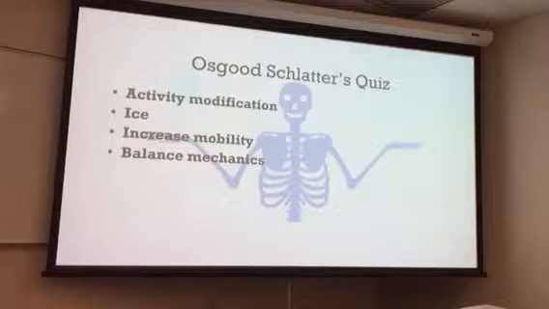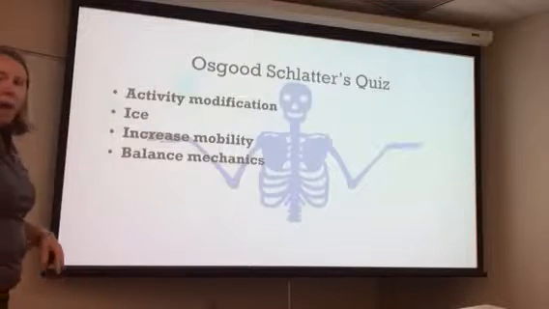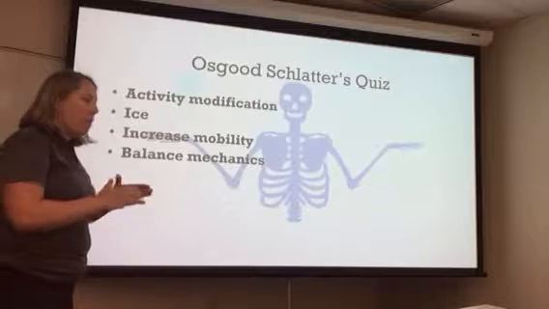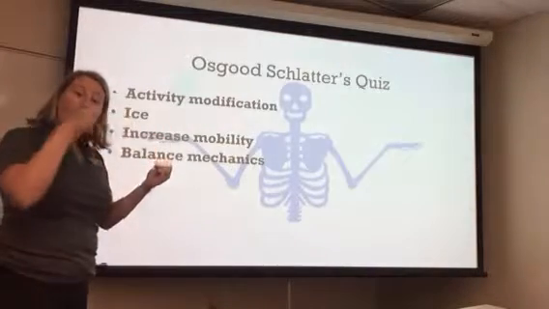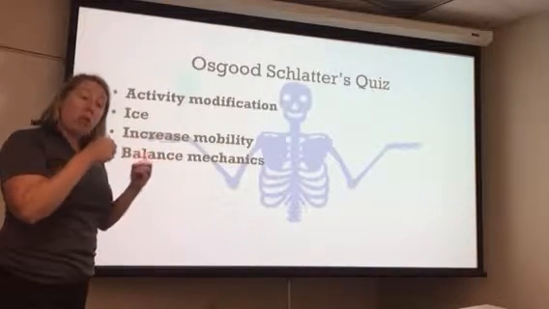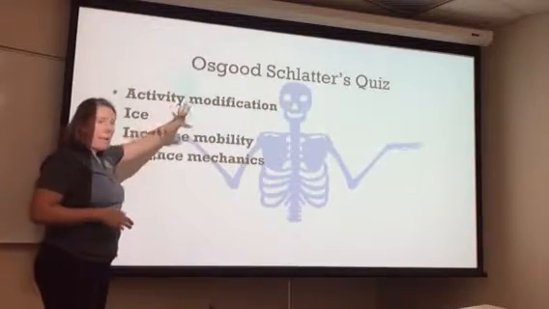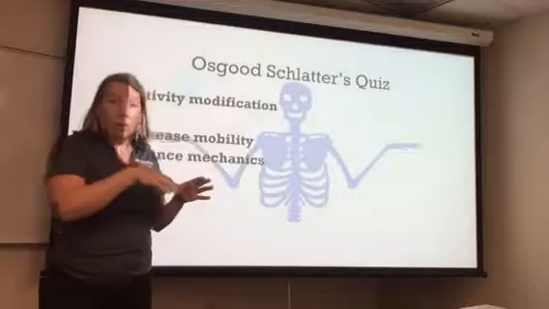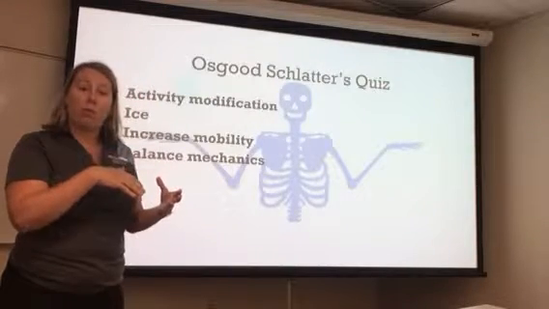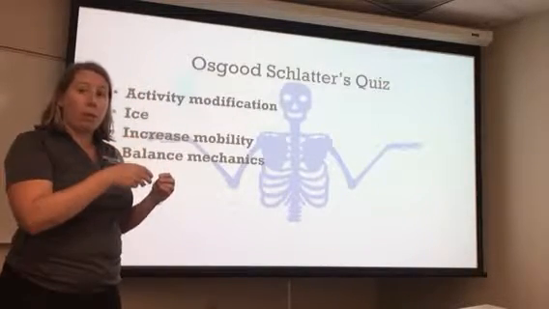Osgood-Schlatter is a disorder of the knee, and we see that this happens in our patients who have pain over their tibial tuberosity. The pull of the quadricep is so much stronger than the quality of the bone. So our activity modification is going to reduce the quadricep activity, and by reducing the quadricep activity, it's going to reduce the pull on the bone.